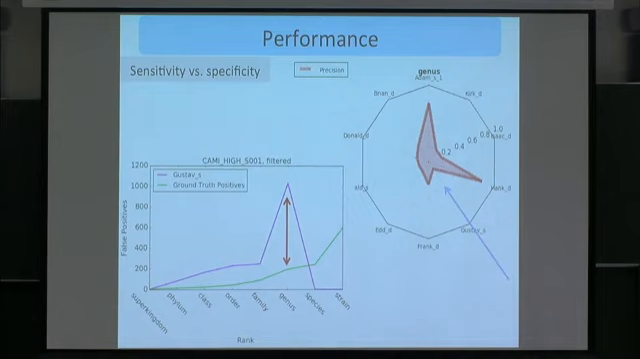Yeah? So I'm not sure if I understand this. So ground truth positives, what is it exactly? So look in your ground truth, count how many different genera there are.